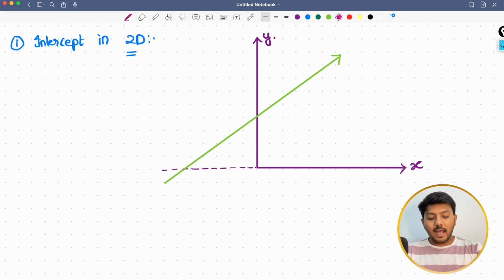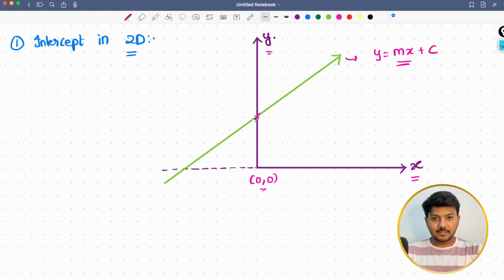Let's say I have a coordinate axis x and y, with origin 0 comma 0, and I have a line passing through like this, which we will write as y equal to mx plus c as a general equation. This is not the final equation. Given this line, this is the point where the line meets my y-axis. Clear? The distance of that point from my origin is called c, and this is also called the y-intercept.